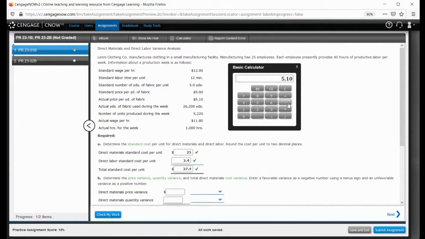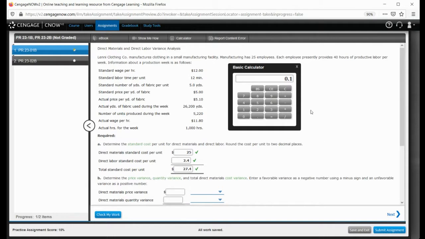So I'm going to subtract my standard price of $5 from the actual price of $5.10, and that will give me a 10-cent variance. Now this variance is going to be unfavorable. The reason that it is unfavorable is my actual price was more than what I had budgeted for. The actual price was $5.10. My budgeted amount was $5. The difference is 10 cents. That variance is going to be unfavorable.